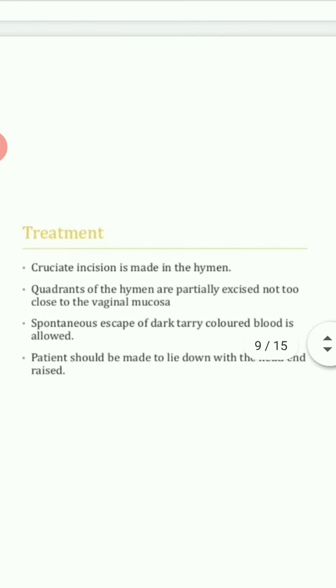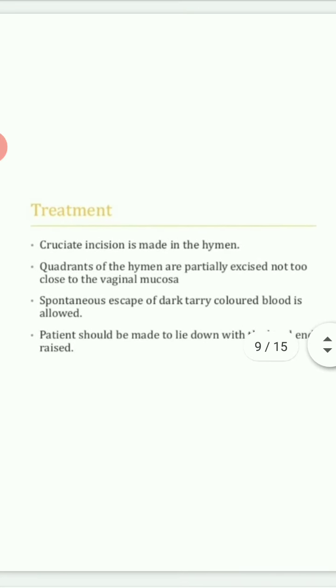Then treatment. A cruciate incision is made in the hymen. Quadrants of the hymen are partially excised, not too close to the vaginal mucosa. That is, first a small cruciate incision is made on the hymen, and the quadrants of the hymen are slowly excised, not too close to the vaginal mucosa. You should be very conscious while doing this procedure.